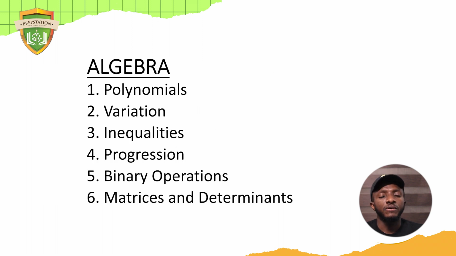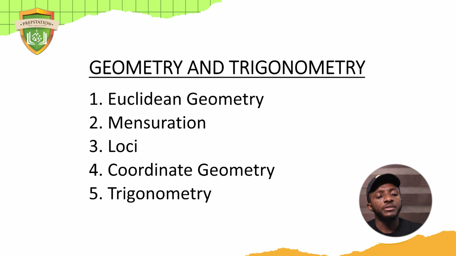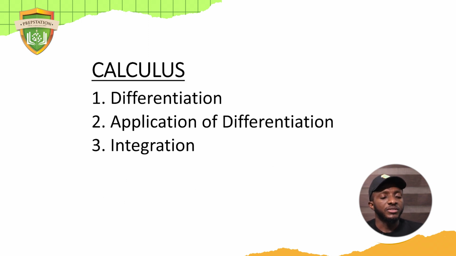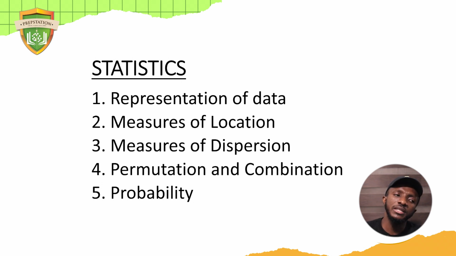And we have sets. For algebra, we have polynomials, variation, inequalities, progression, binary operations, matrices, and determinants. And under geometry and trigonometry, we have Euclidean geometry, mensuration, loci, coordinate geometry, and trigonometry. Second to the last is calculus, and then we have differentiation, application of differentiation, and integration. The last but not the least is statistics. There we shall look at representation of data, measures of location, measures of dispersion, permutation and combination, and the last is probability.